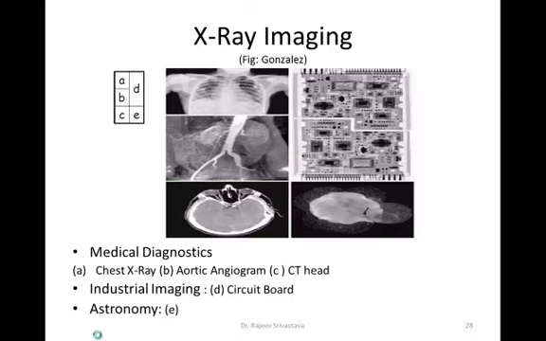Examples of X-ray imaging. Examples include medical diagnostics. Images shown are a chest X-ray, aortic angiogram, and CT head. In addition to medical diagnostics, X-ray imaging is also used in industrial imaging. An example is a circuit board for inspection of faulty circuits, and in astronomy.